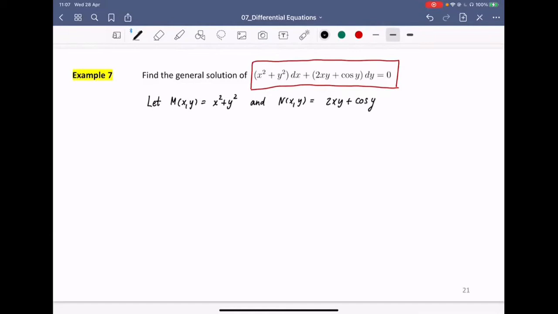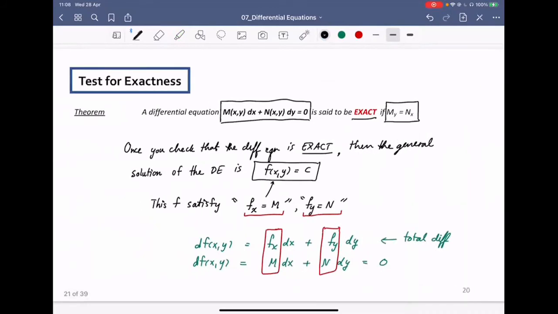Another shot that you can guess, maybe this is going to be a homogeneous equation. However, your function M here is homogeneous of degree two. But your function N is not homogeneous, because you have cosine y here, and just cosine y here, this is not a homogeneous differential equation. So you cannot just use the homogeneous equation technique. Well, if it is not separable, if it is not homogeneous, maybe it's going to be an exact differential equation.